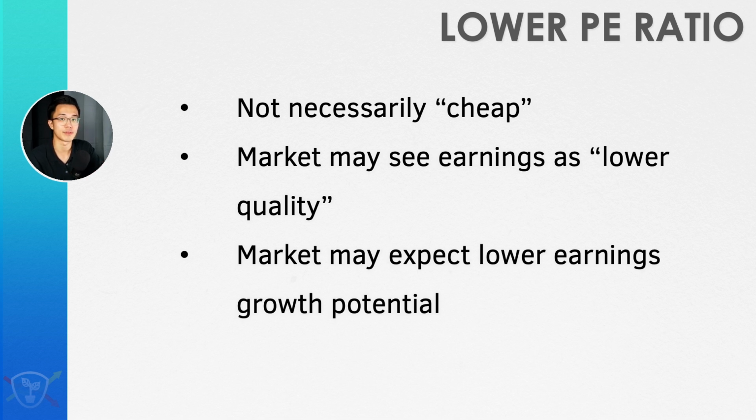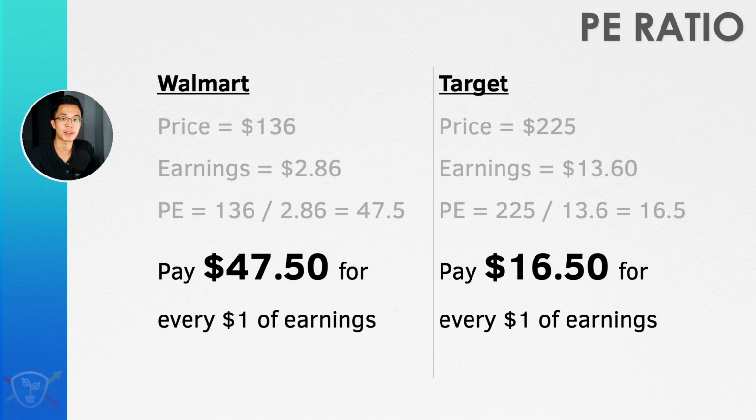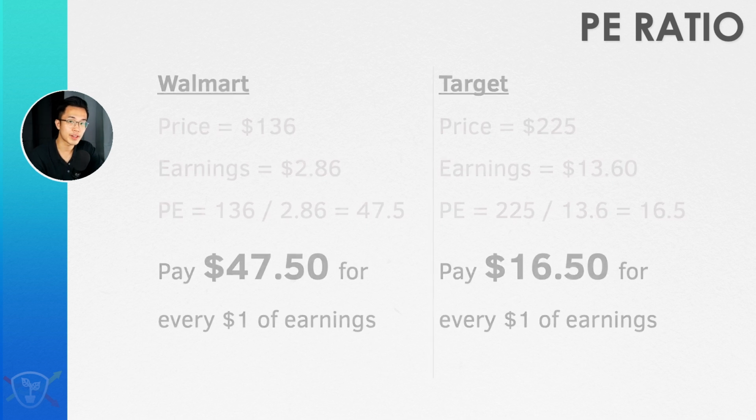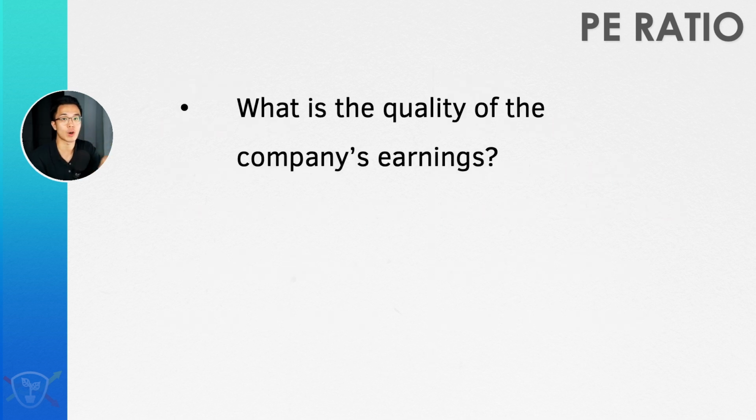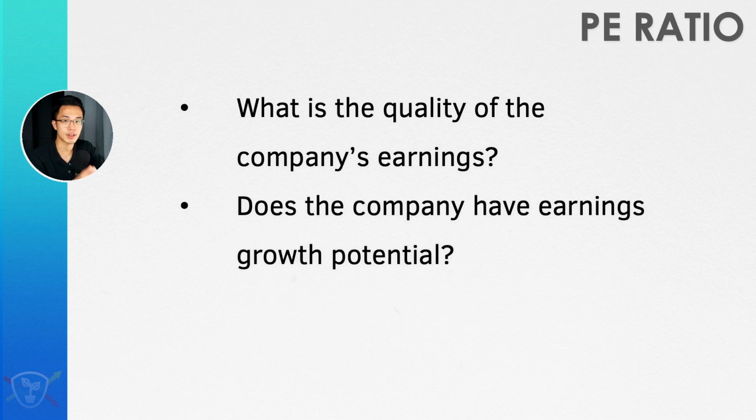So what we're seeing here is perhaps it's too simplistic to compare the PE ratios of two companies and make a decision on which one to buy based on which company has a lower PE ratio. Perhaps we should also be asking why. Why is there a difference in the two PE ratios? And to answer that, we need to do deeper research into the company. We need to find out, are these earnings good quality earnings? Are these earnings going to continue to grow in the future?